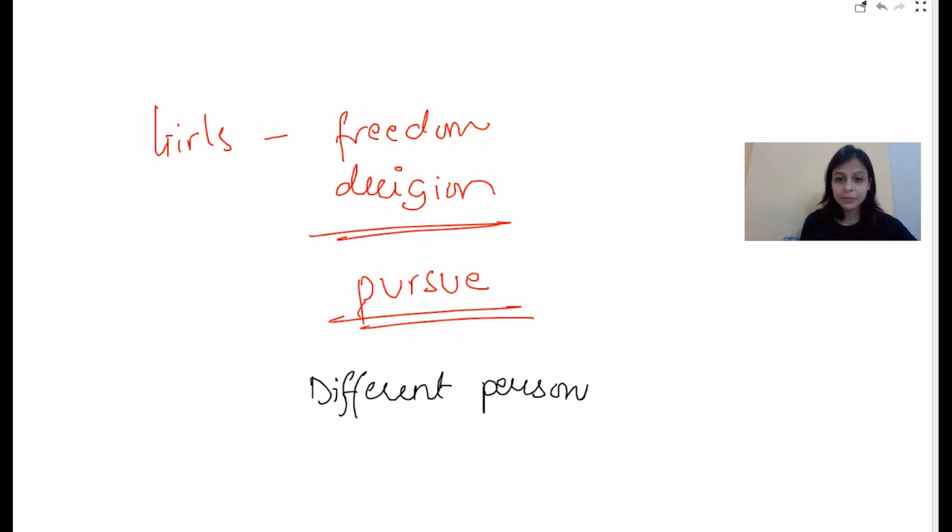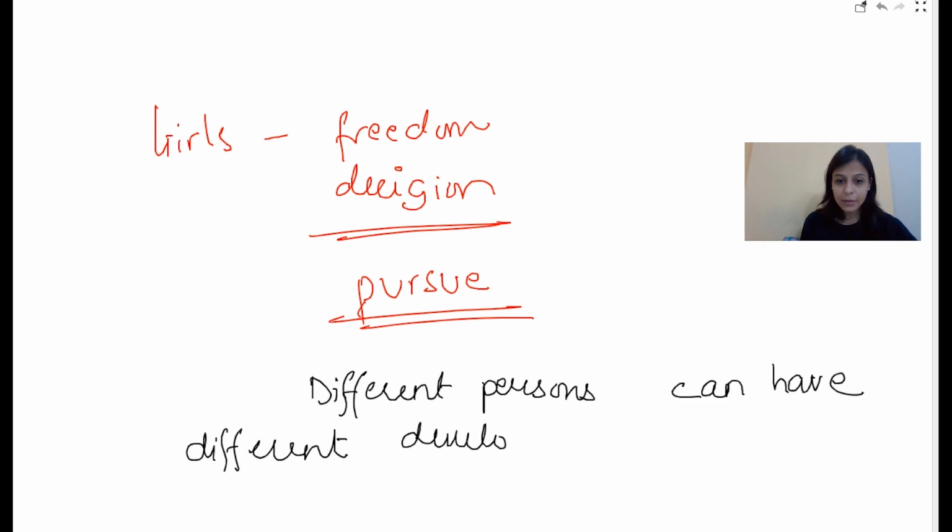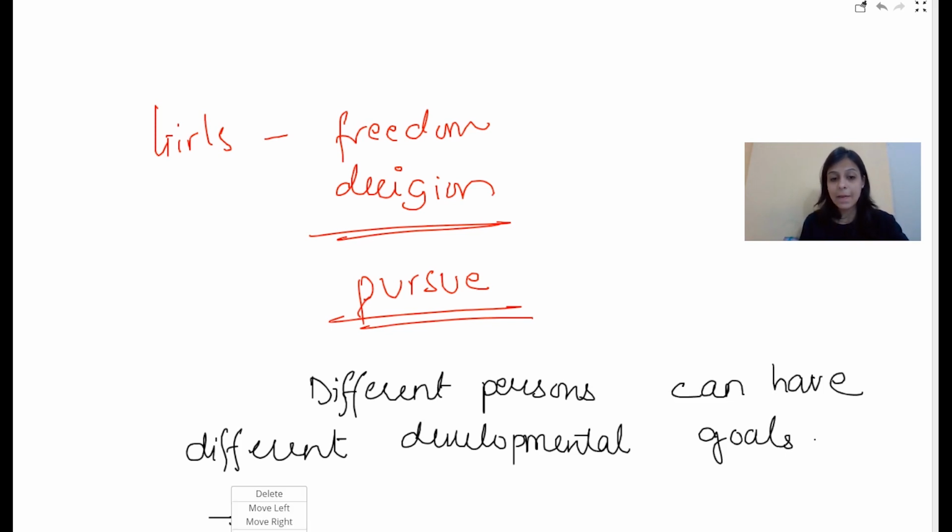persons can have, very important point, different developmental goals, point number 1. And second point will continue on the next page.